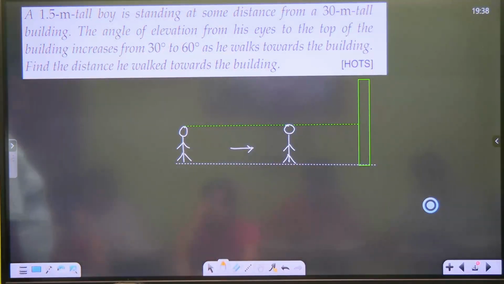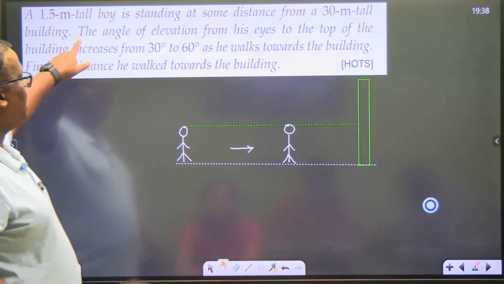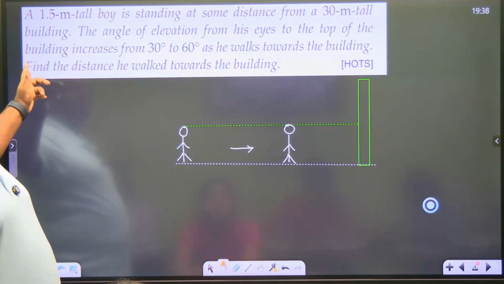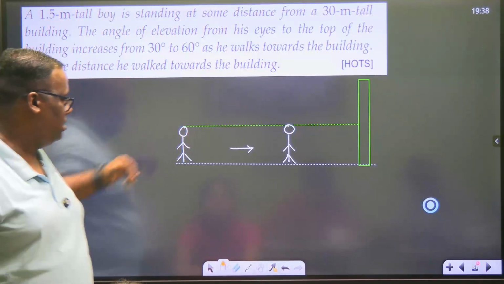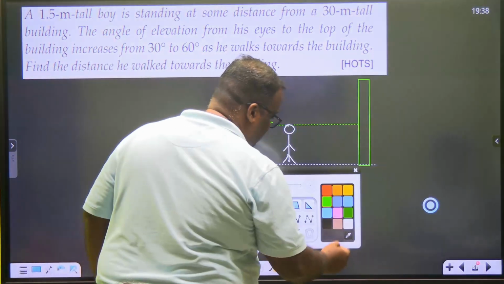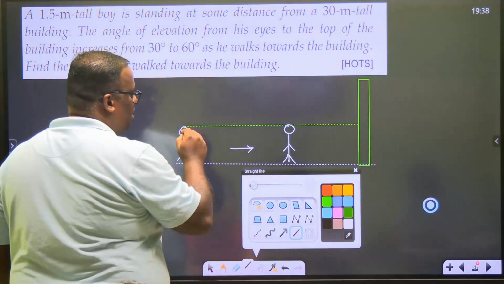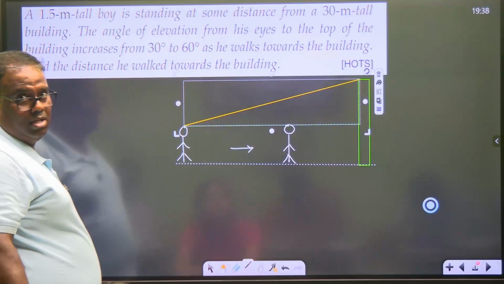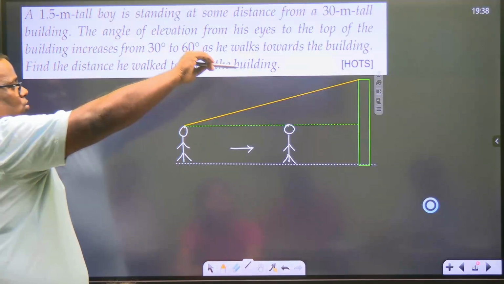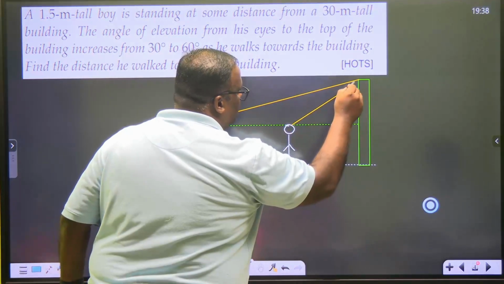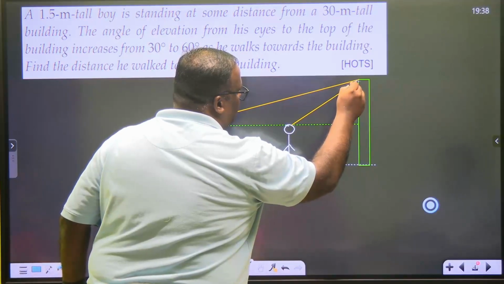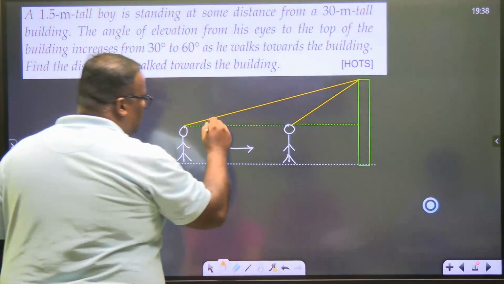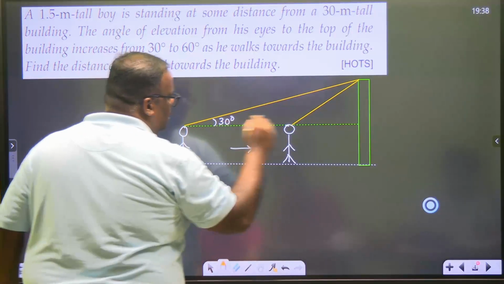Understood? It says that the angle of elevation from his eyes, these are his eyes, right, to the top of the building increases. So initially, how is the boy looking at the building? Initially, the boy is looking like this to the building top. Agreed? This angle increases as he goes towards the building. Obviously, the angle has increased, and they have given the figure that the angle increases from 30 to 60. So this is 30 degree, this is 60 degree.